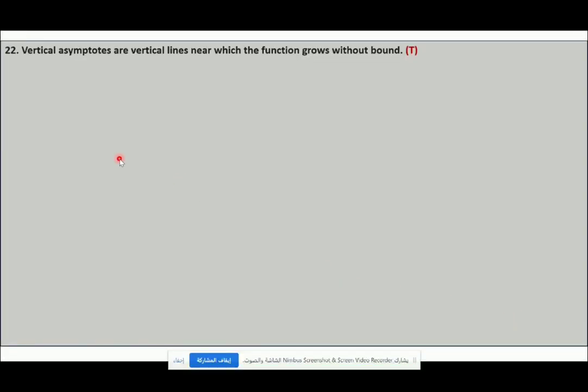Now question number 22. Vertical asymptotes are vertical lines near which the function grows without bound. It's true according to the definition of vertical asymptote.